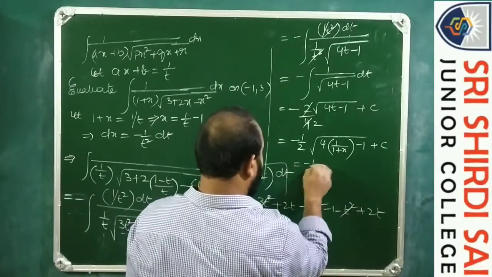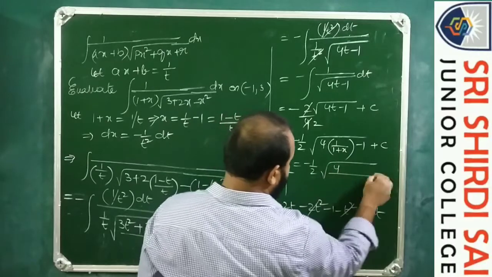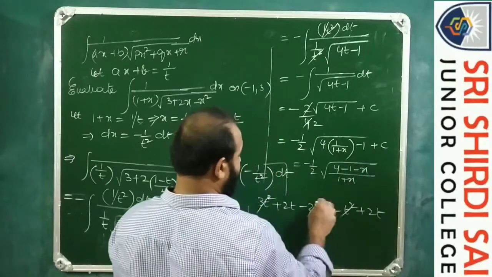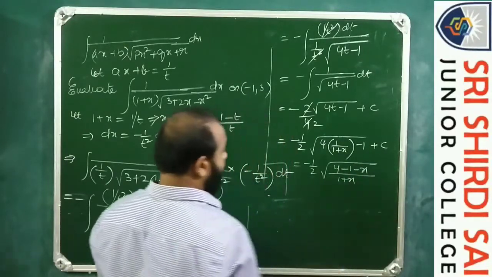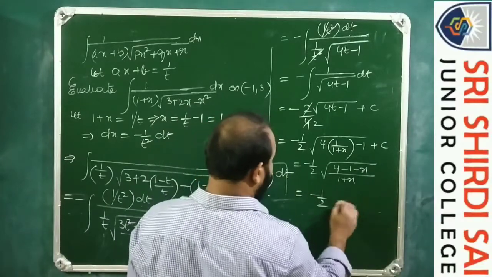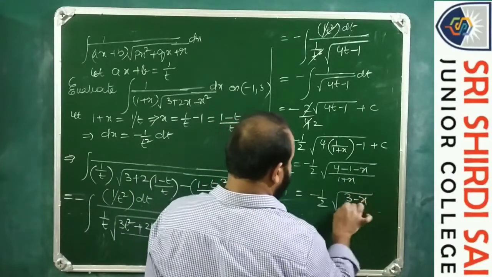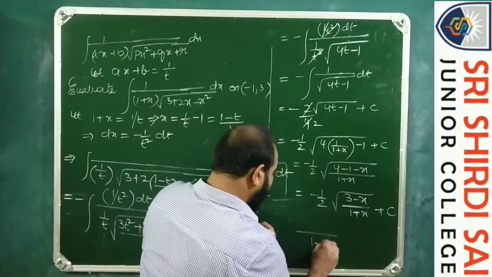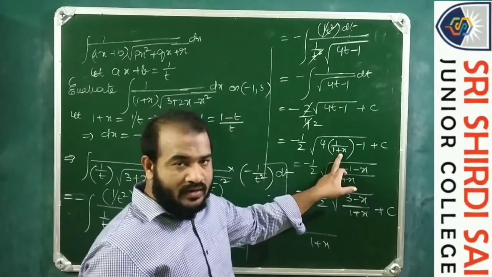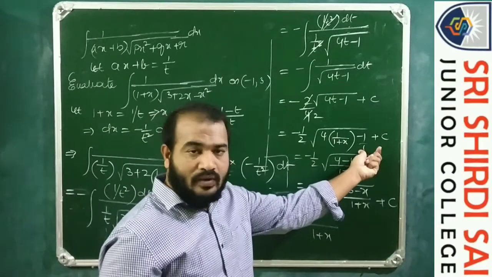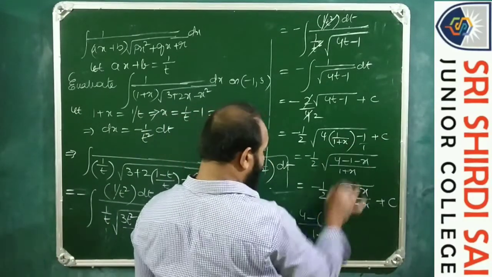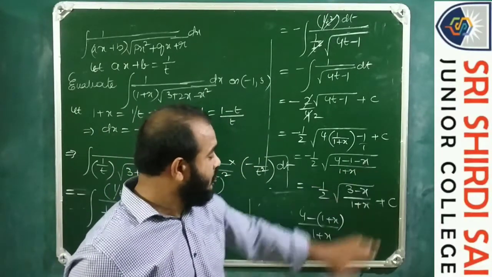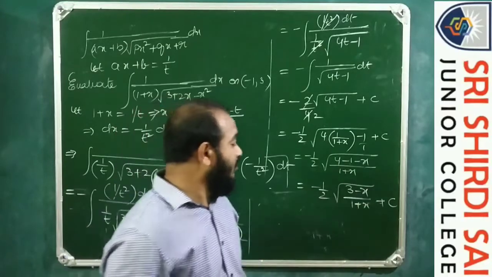So this is minus 1 by 2 into 4. The LCM is 1 plus x, so 4 minus 1 minus x. So the final answer is minus 1 by 2 into, 4 minus 1 is 3 minus x, by 1 plus x, plus constant of integration c. So here 1 plus x by 1 plus x is 1, into 4 ones are 4. So 4 plus x into 1, so 1 into (1 plus x) is 1 plus x. This is what I have written here. So 4 minus 1 minus x. So minus 1 by 2 into square root of (3 minus x) by (1 plus x), plus c.